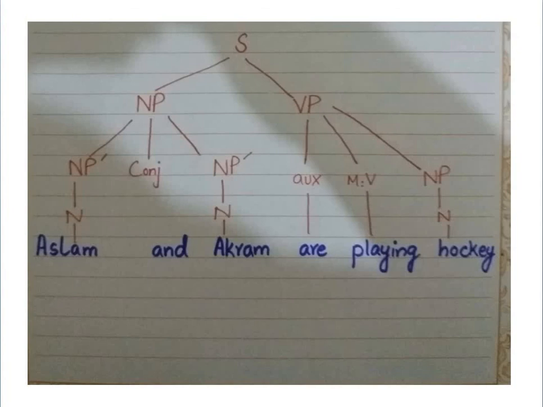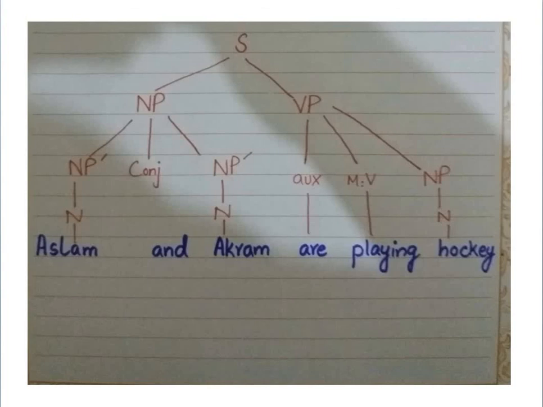The next sentence is "Aslam and Akram are playing hockey." Here you may get confused that two noun phrases are present. So how to write it? First you have to divide the main noun phrase and the verb phrase. The main noun phrase is "Aslam and Akram", and the verb phrase is "are playing hockey".